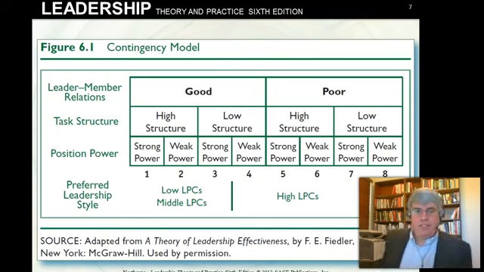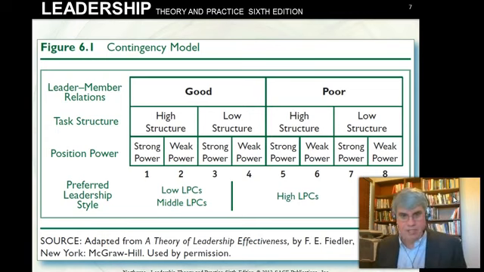Now, in these boxes here are different conditions. This top line is leader-member relationships. They could be good or poor. You've got task structure, where it's high structure, they know what to do, or low structure, the employees don't know what to do. And then you've got position power, where the leader has lots of position power or weak position power, and you've got a total of 8 combinations of these that determine the favorability of the situation.